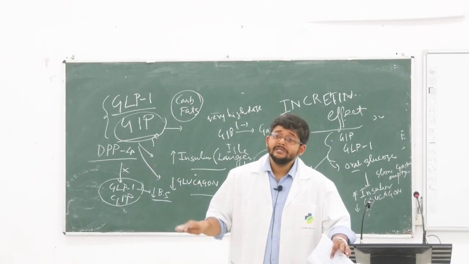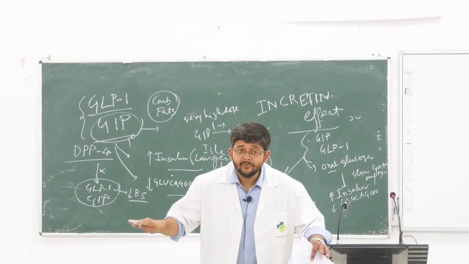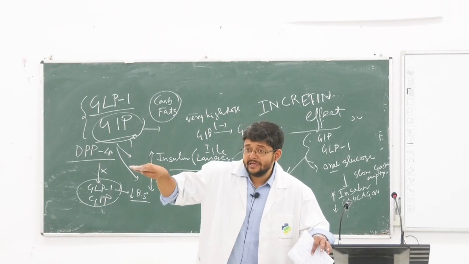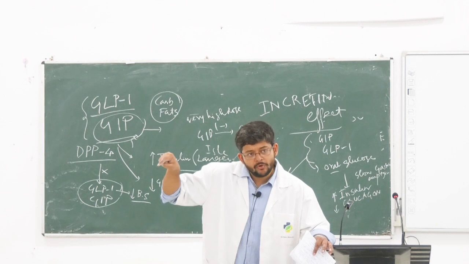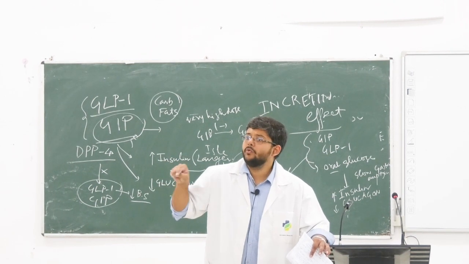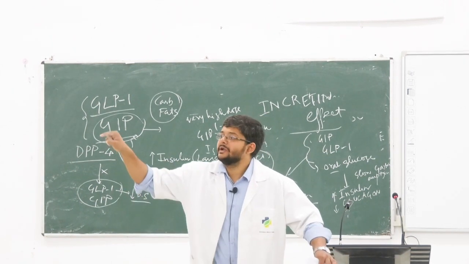GIP will stabilize, so GIP level will be high, which means sugar level will be low. So there is a scope that a DPP4 inhibitor kind of molecule we can use in the treatment of diabetes.